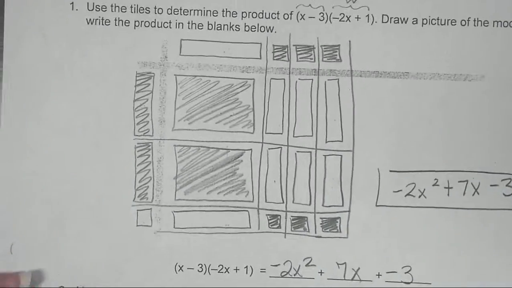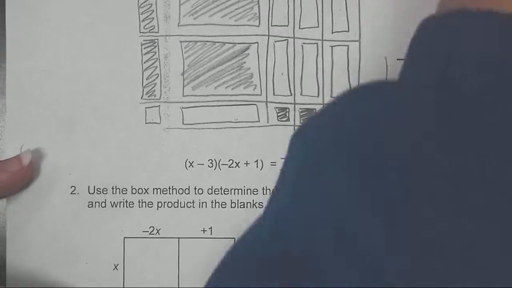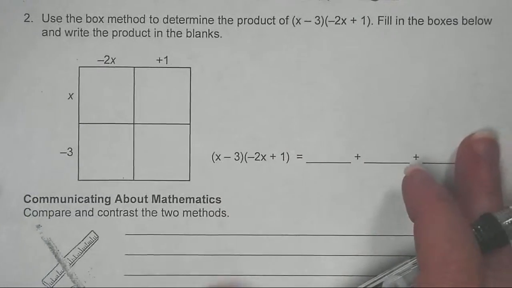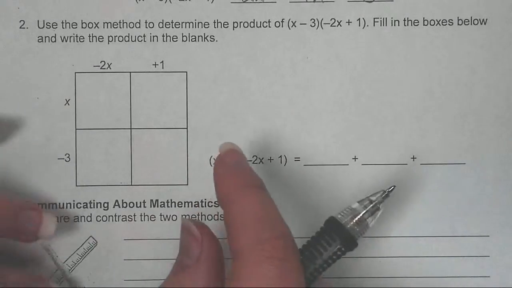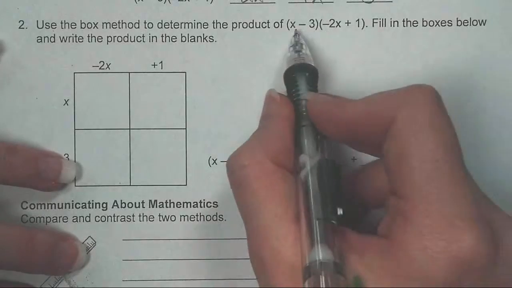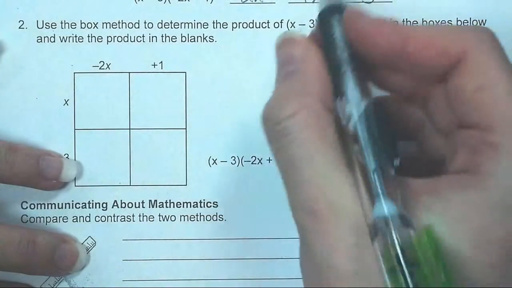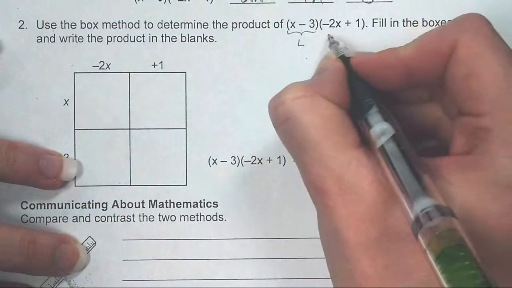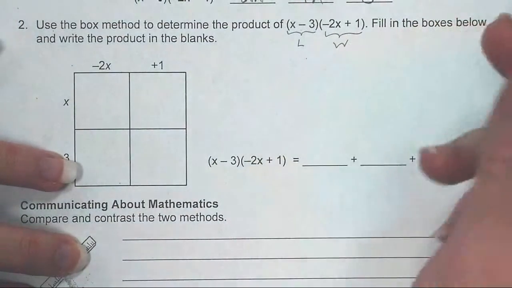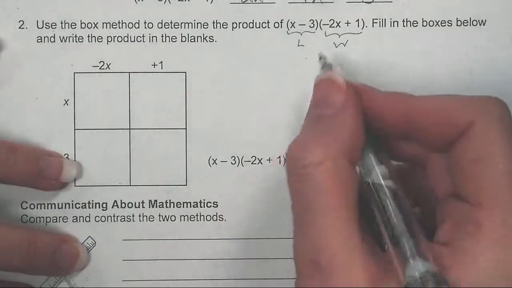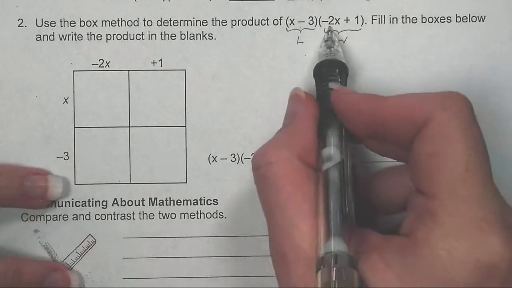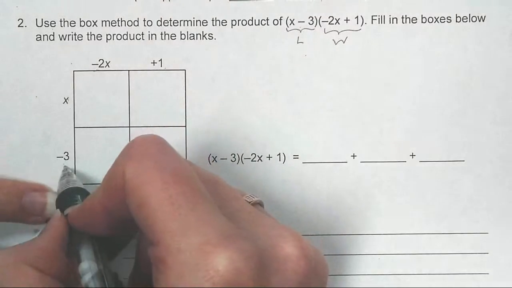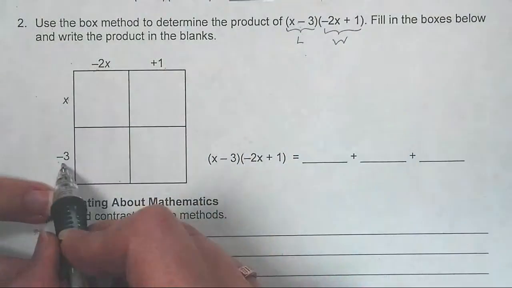Number 2. We're going to use the same process. So we have the same exact problem. X minus 3, which is our length, and this is our width, or you can flip-flop them, it doesn't matter. You're just multiplying them together. So they put the negative 2x plus 1 on top and the x minus 3 on the bottom. Notice that the negative stayed with the 3.